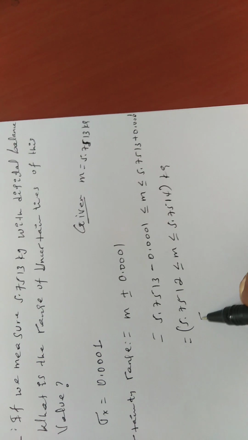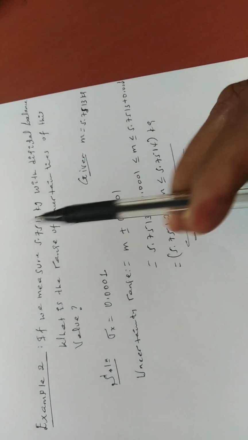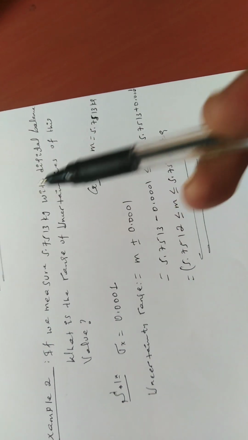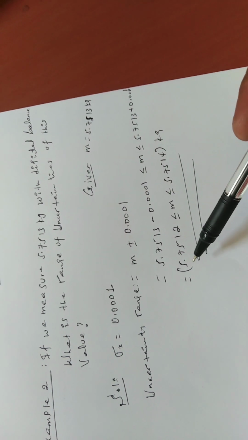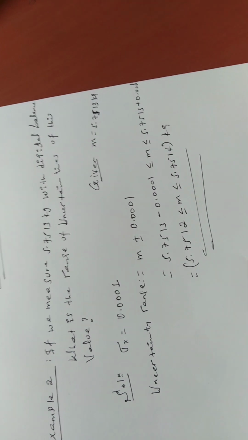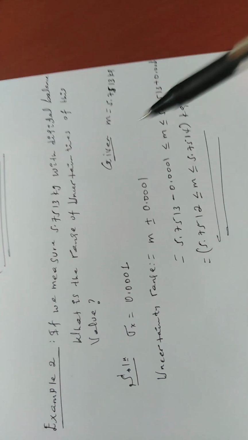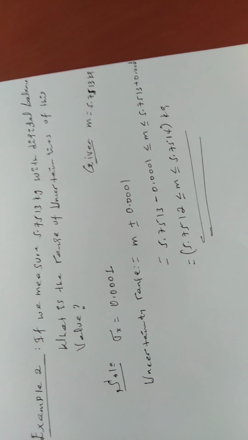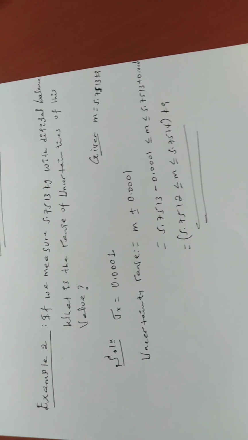So this is our uncertainty range. If we measure 5.7513 kilogram with digital balance, the real value may be between 5.7512 and 5.7514. So the real value is in between this and this. I think you get the concept. This is enough for today. Thank you.